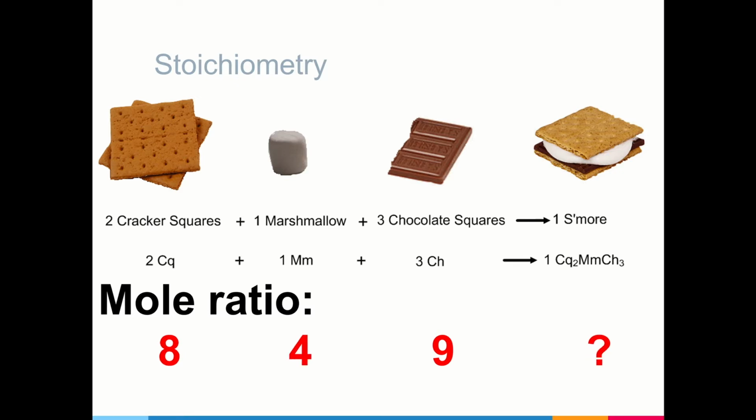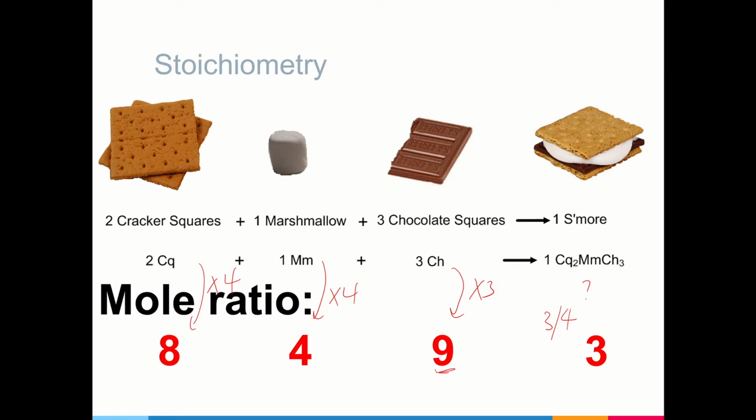What if I give you this? You are given 8 cracker squares, 4 marshmallows, and 9 chocolate squares. How many s'mores can you make? Take a look: this is multiplied by 3, this is multiplied by 4, and this is multiplied by 4. So is your answer 4 or 3? I only have 9 chocolate squares, so the maximum number of s'mores I can make will be 3.